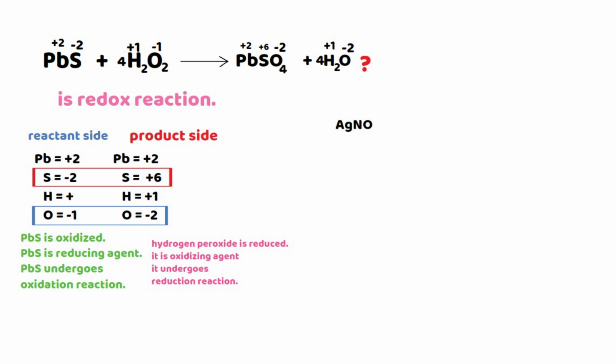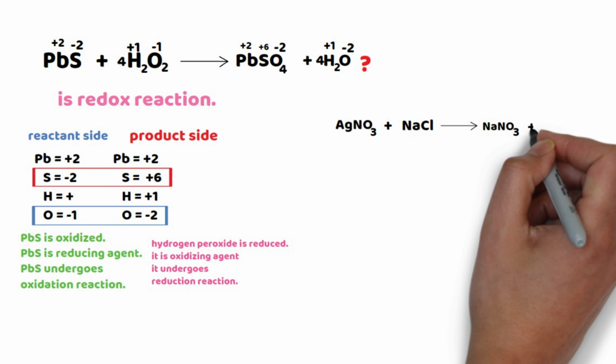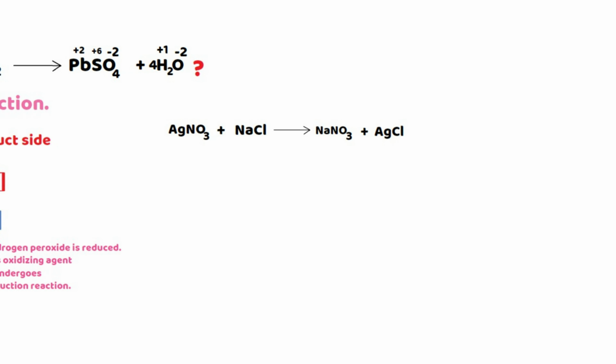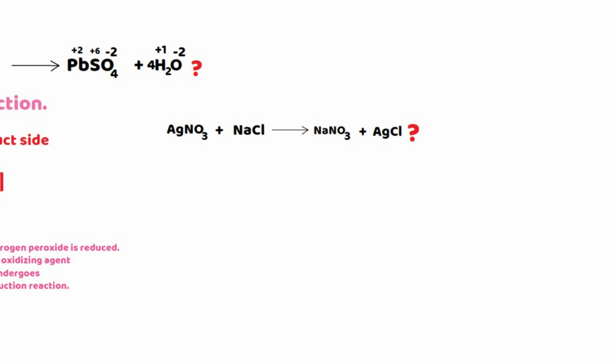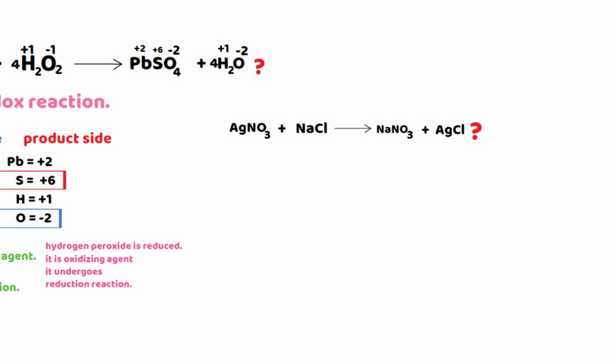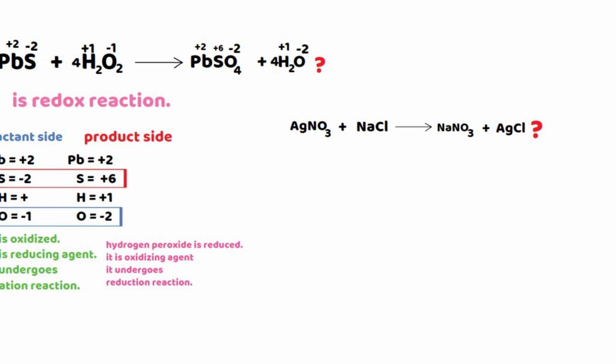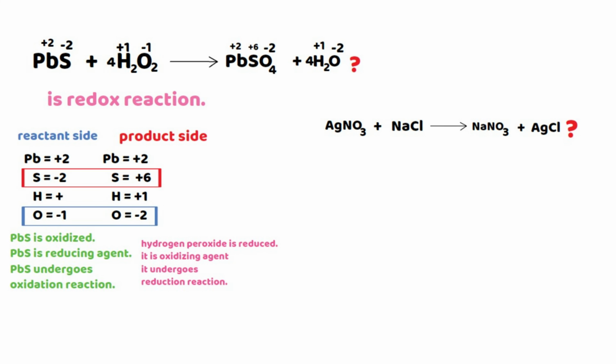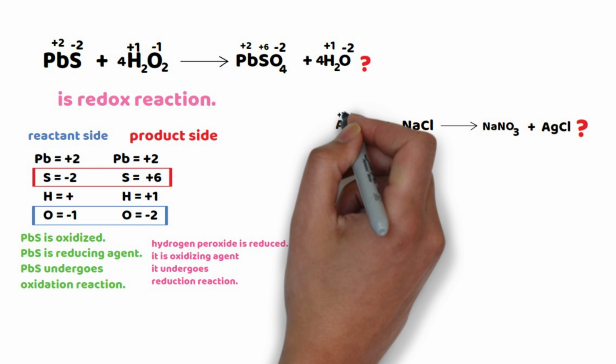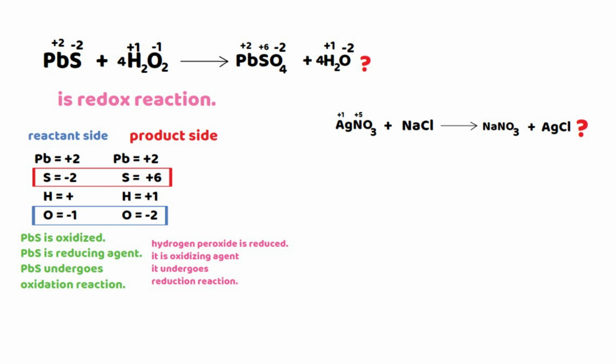Now the final example. Silver nitrate reacts with sodium chloride to form sodium nitrate plus silver chloride. The question here is: is this chemical reaction a redox reaction or non-redox reaction? And which compound undergoes oxidation reaction and which substance undergoes reduction reaction? And which compound is a reducing agent and which compound is an oxidizing agent? I will answer all these questions.